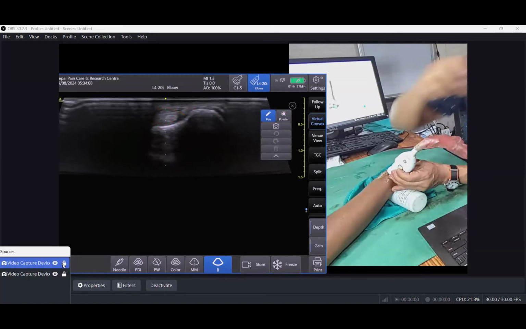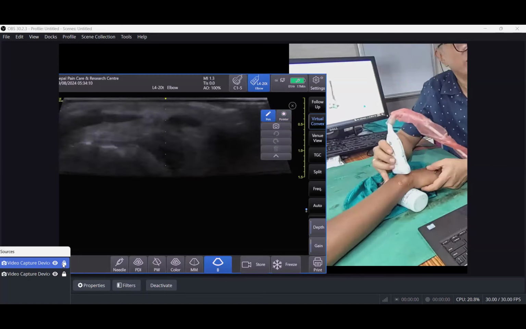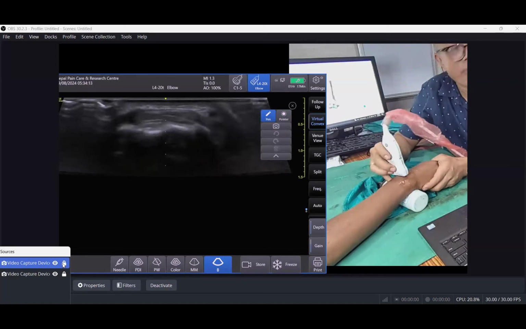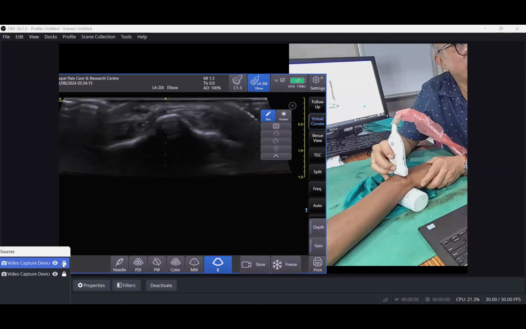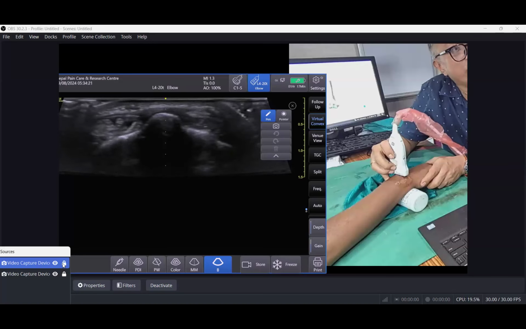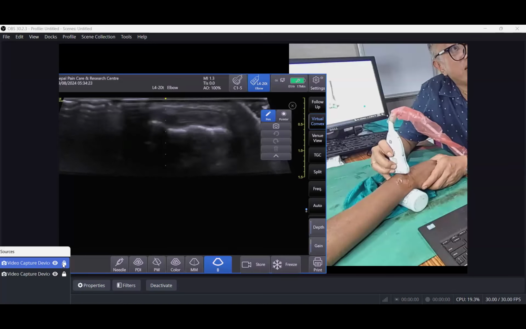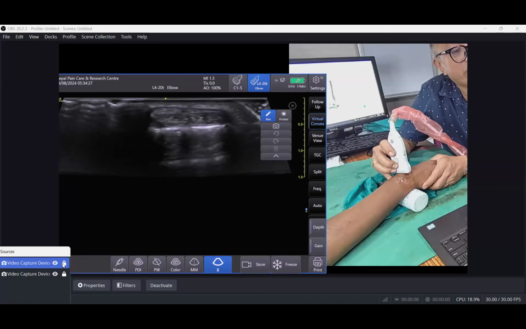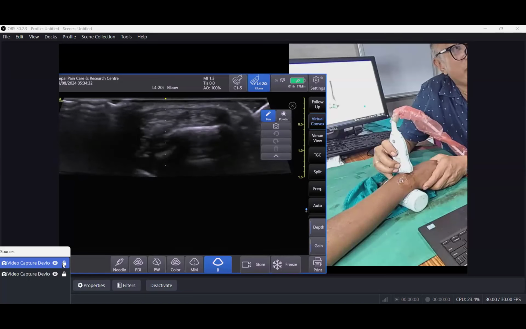So I'll scan all the compartments. It is very difficult to show all the compartments. First, identify the Lister's tubercle, the bony landmark, at the middle of the screen where there is the yellow dotted line. If you go to the radial side, the first 2 tendons that you are seeing are compartment number 2. That is extensor carpi radialis longus and extensor carpi radialis brevis.